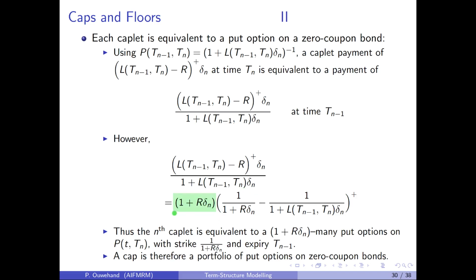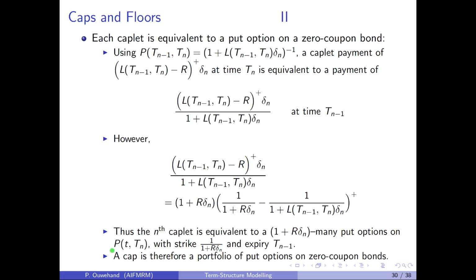Moreover, there are 1 plus R times delta n many of these put options. In other words, the nth caplet is equivalent to 1 plus R times delta n many put options on the Tn bond, where the strike of each of these put options is given by this ratio here, and the expiry of the option is Tn minus 1.